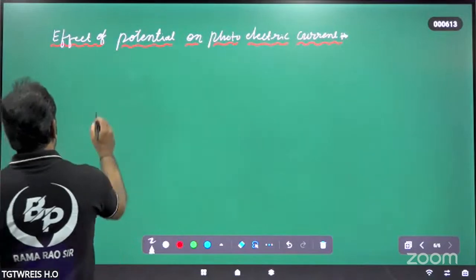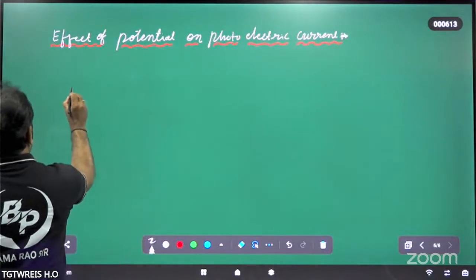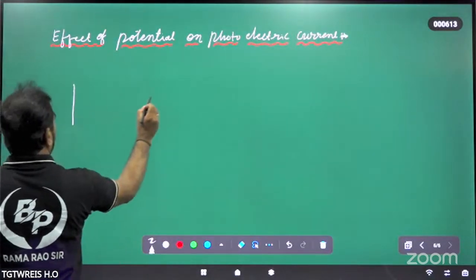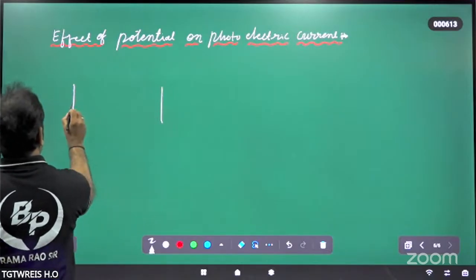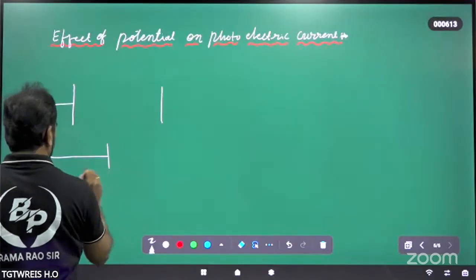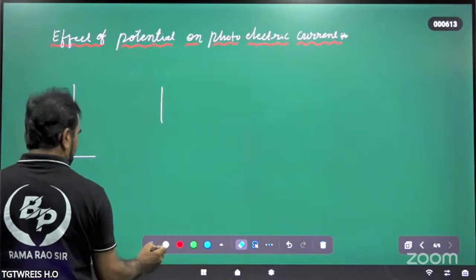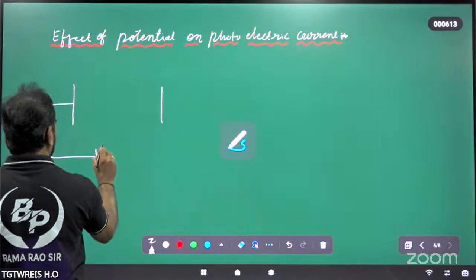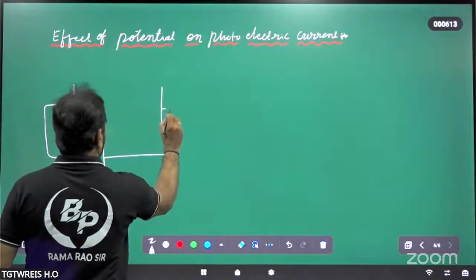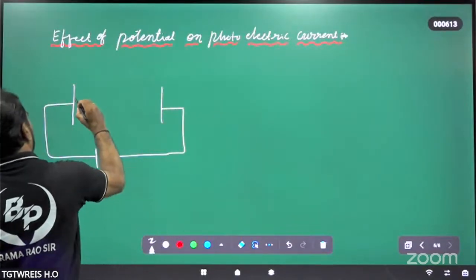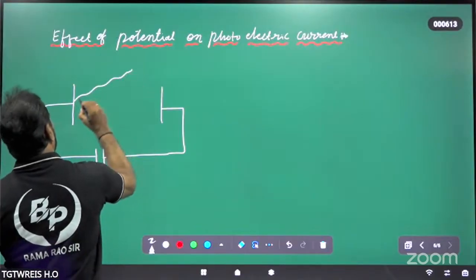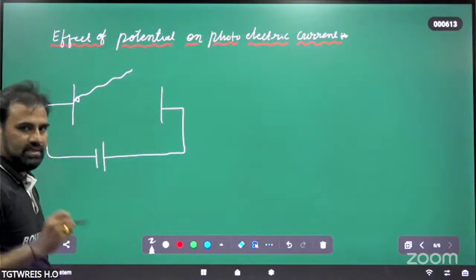See, in a photoelectric effect experiment, the cathode and anode are connected like this across a variable source. This is a variable source. When a suitable wavelength of light radiation is incident on the metal surface, what happens?